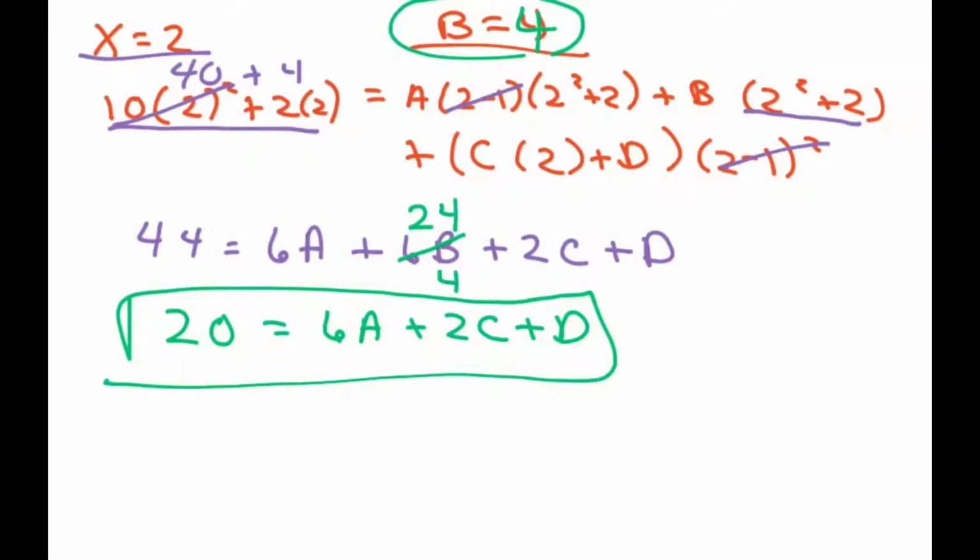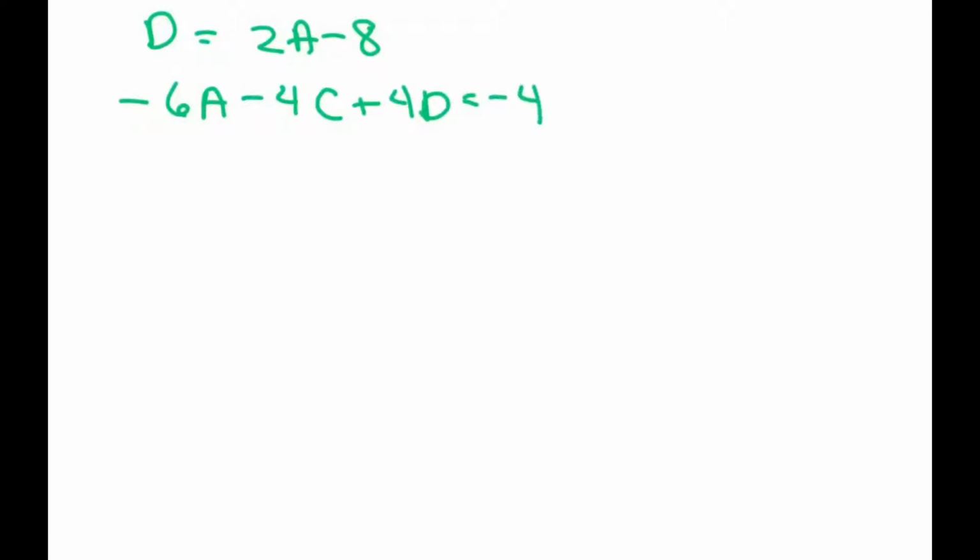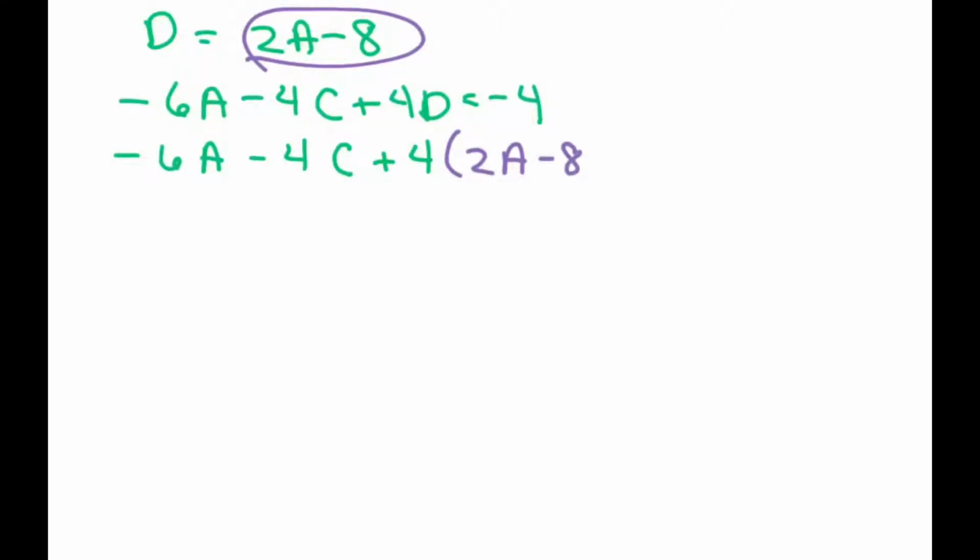The first thing we have is b equals 2a minus 8. That was from the first one we did. We also have negative 6a minus 4c plus 4d equals negative 4. Now, for my d, I'm going to plug my d in. So my d is 2a minus 8, and we go back to equals negative 4.